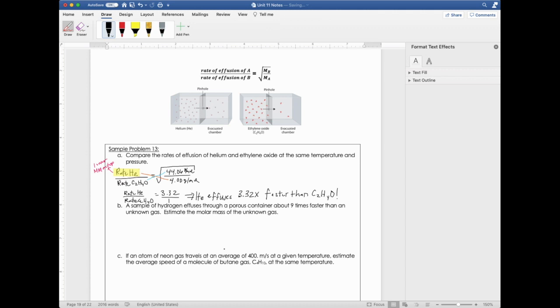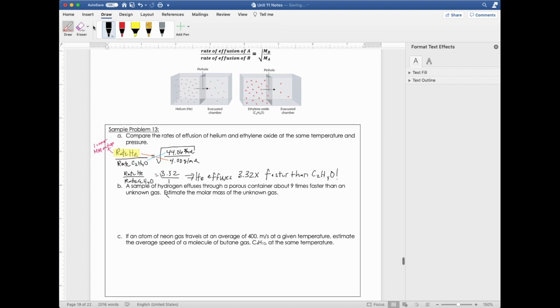In these next two problems, we're going to see that we're solving for what's on the opposite side of this. So let's do B. A sample of hydrogen effuses through a porous container about 9 times faster than an unknown gas. Estimate the molar mass of the unknown gas. Like I said, the first thing I like to do is always identify which has the larger and smaller molar mass. So in this section of my equation, when we're talking about the rates, let's start setting this up.